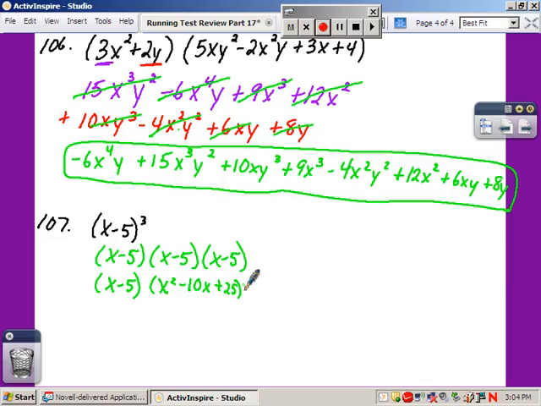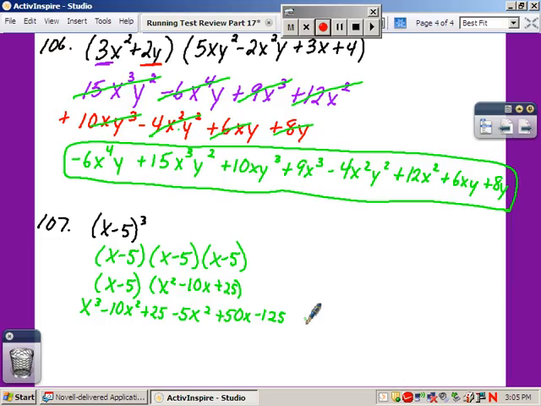So then our step now is to multiply it just like we would have done in this one. In fact, this one is actually easier to multiply. So let's do the x times each of the 3 terms. That'll be x to the third, negative 10x squared, and 25x. And now let's do the negative 5 times these things. So that's negative 5x squared, positive 50x, and negative 125.